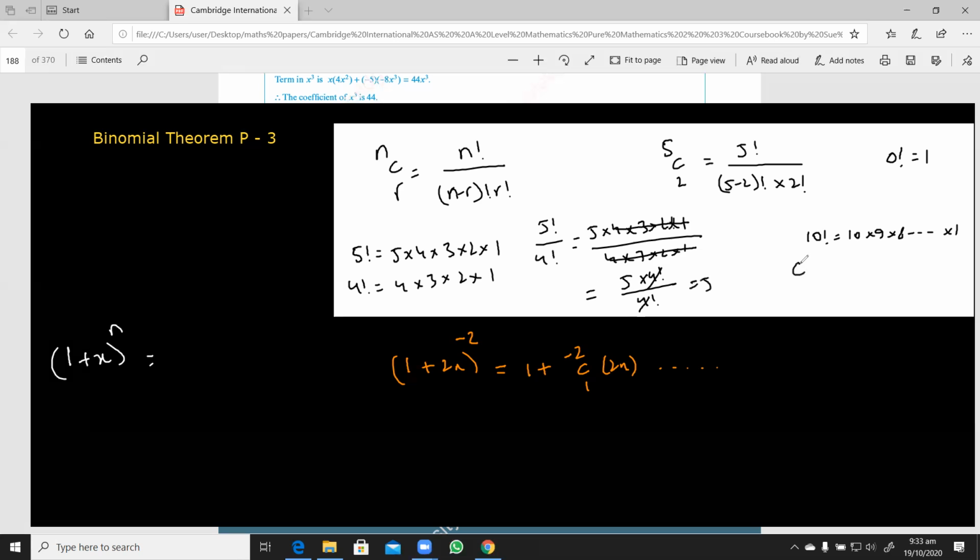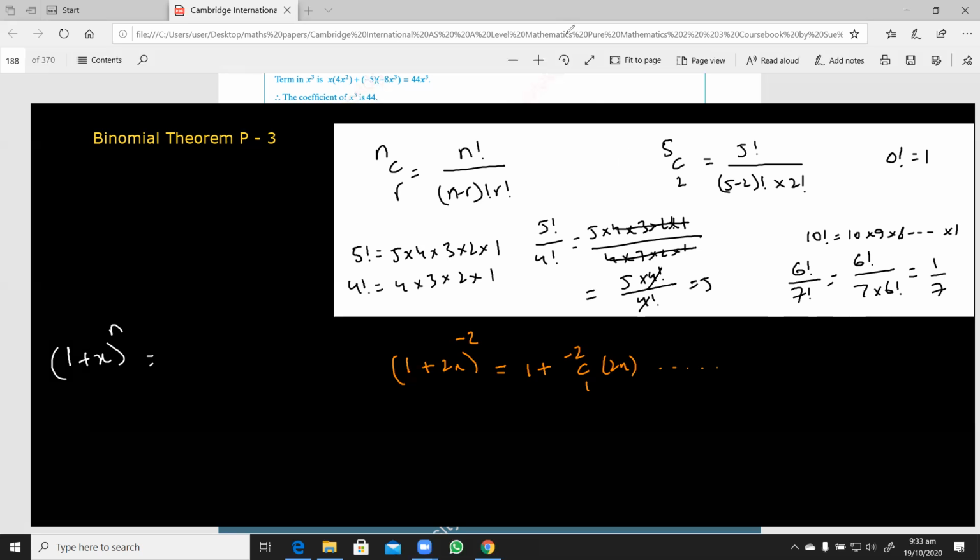What will be 6 factorial over 7 factorial? Right, non-add maths students? That will be 1 over 7, because this is 6 factorial and you can write 7 factorial as 7 into 6 factorial. So that is going to be 1 over 7.